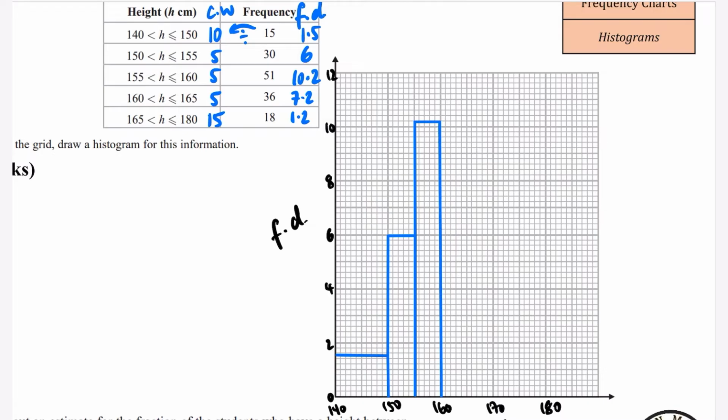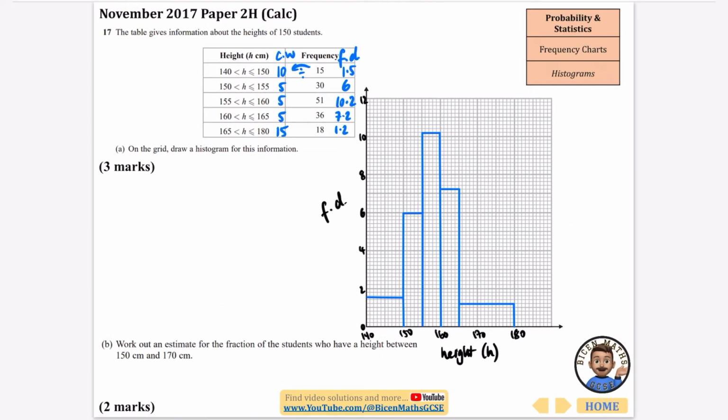Okay, then we're going to go to 7.2 for the next group. 7.2 will be here. And then for our 165 to 180, that's our widest group. It's just going to be 1.2. 1.2 is just to here. And we can go down like that. So that's 3 marks for that histogram we've got there.